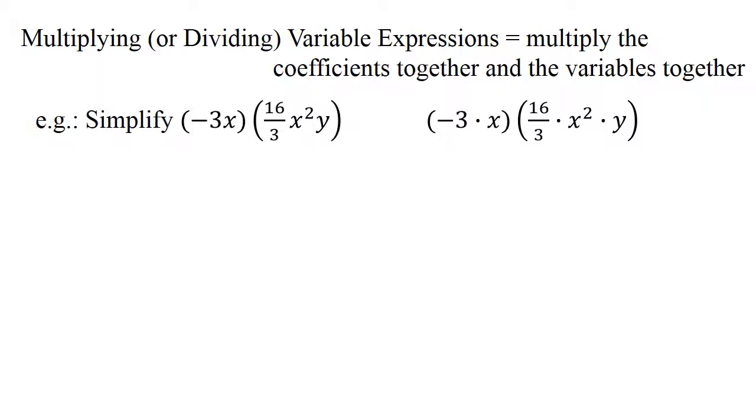Alright, so what if we're multiplying or dividing variable expressions? Well, we're going to multiply the coefficients together and the variables together. So let's say we looked at this problem. I said, okay, well this problem's the same as negative 3 times x, 16 thirds times x squared, and times y. Now why is that? Because if things are touching, that means they're multiplying. So if negative 3 is touching x, that means you're multiplying negative 3 and x.